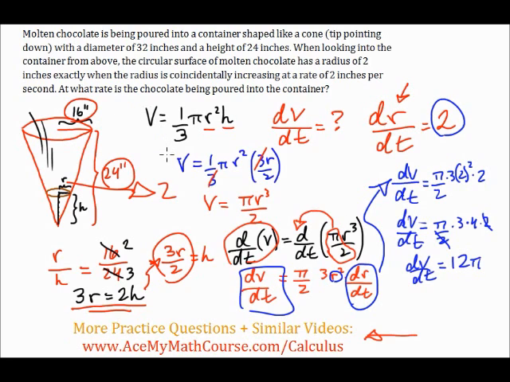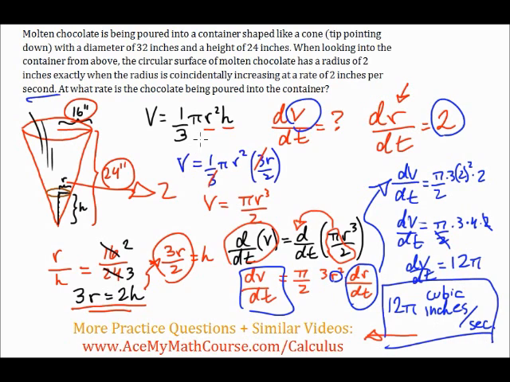But what is the answer to the question? At what rate is the chocolate being poured into the container? We're dealing with volume, right? And we're dealing with inches. So we want to say 12 pi cubic inches per second. That's it. We're done with our delicious related rates problem.